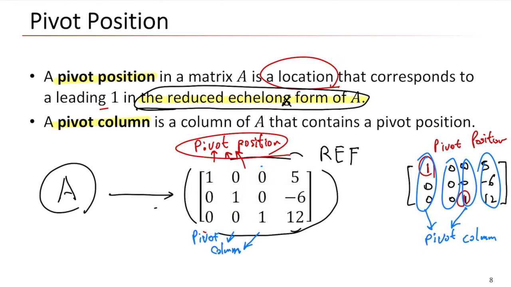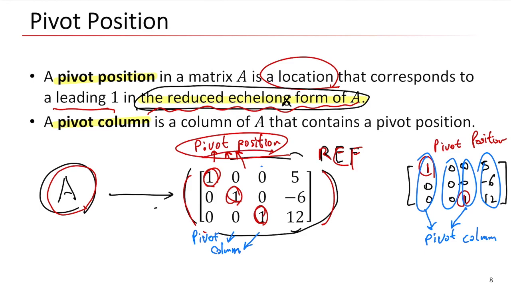Okay. So yeah, let's see the example. As you can see here, the pivot position in a matrix A is a location that corresponds to a leading one in the reduced echelon form of matrix A. Okay, let's say we have an original matrix A and we convert this original matrix A into the reduced form, something like this, right? So in this reduced form, there are three leading entries here. So this position is called the pivot position of this matrix.